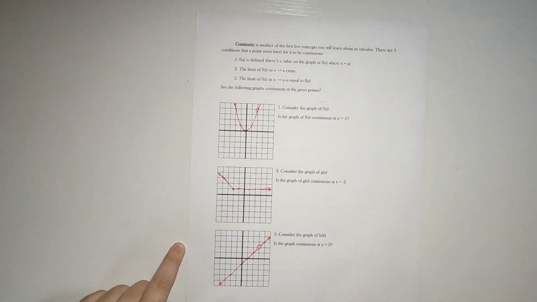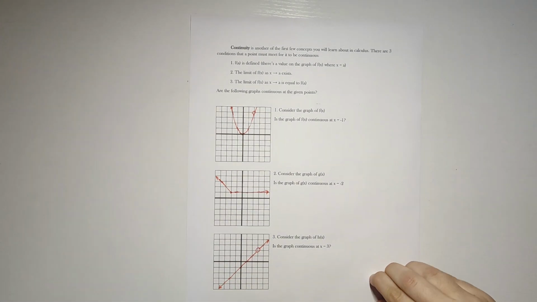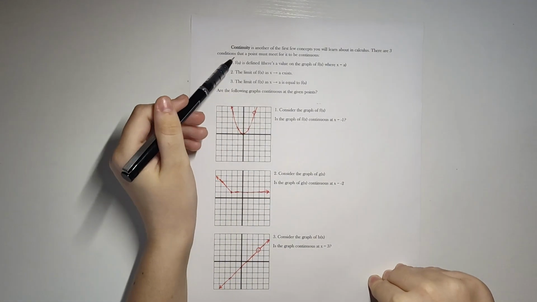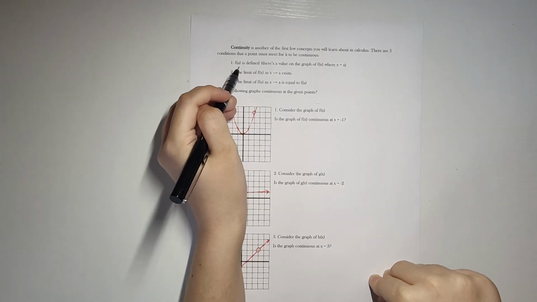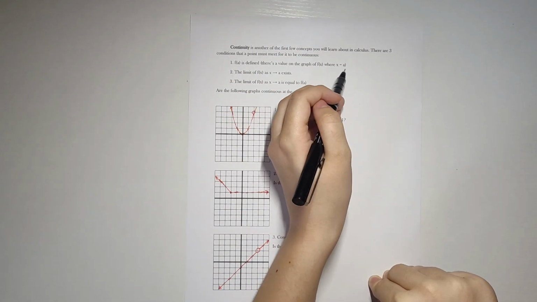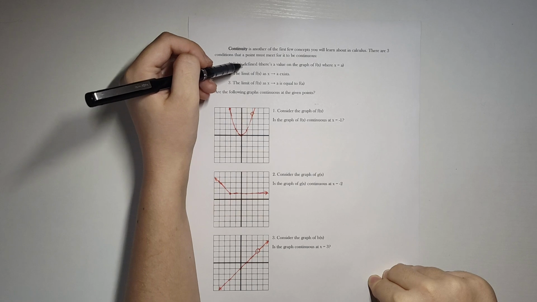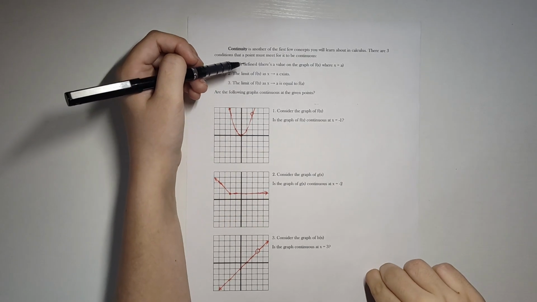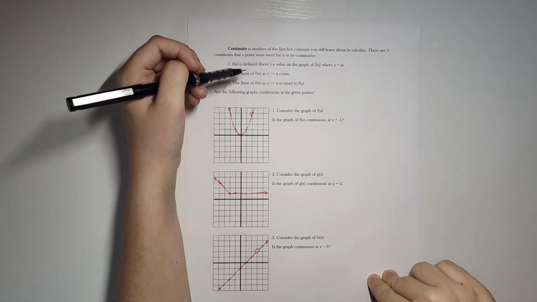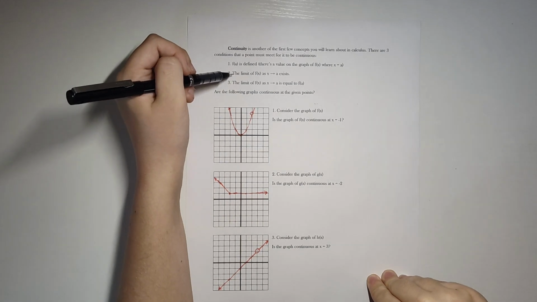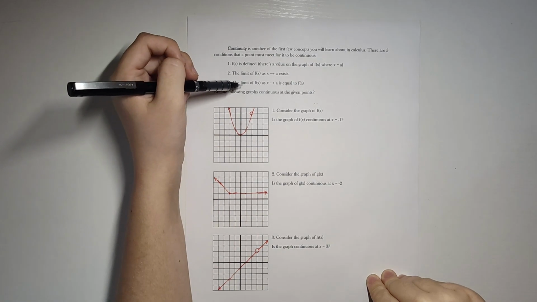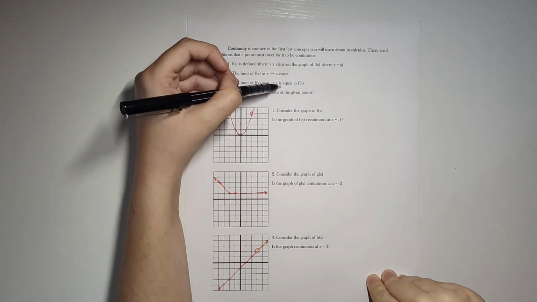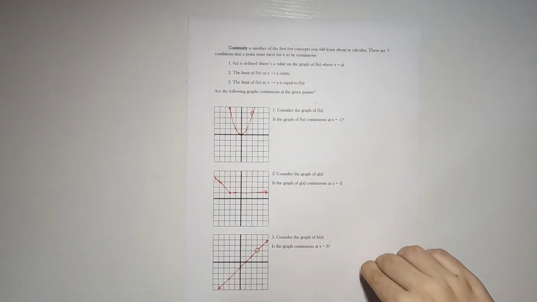Moving on. Continuity. Continuity is another important skill for calculus students to have. There are 3 conditions that a point must meet in order for it to be considered continuous. Number 1, f of a, and a is just a value of x, f of a is defined. Defined just means that there is a value of y that corresponds to that value of x. Number 2, the limit of f of x as x approaches a exists. And 3, the limit of f of x as x approaches a is equal to f of a.